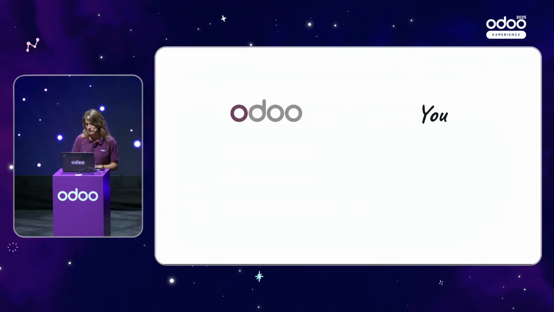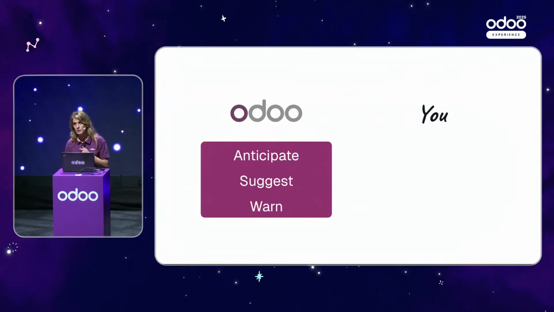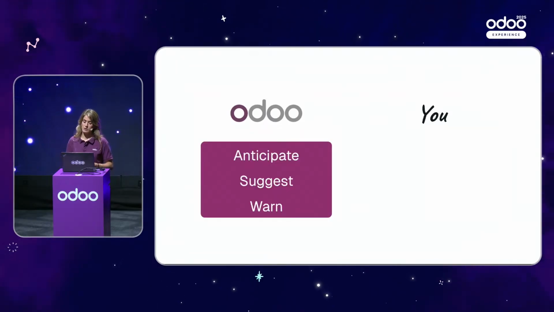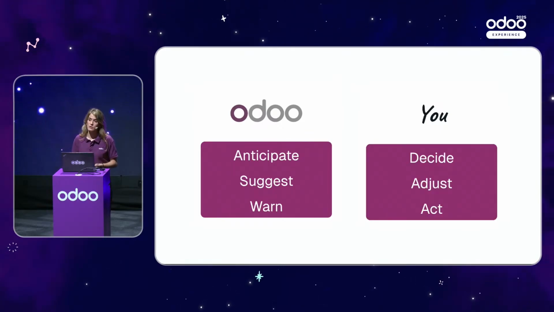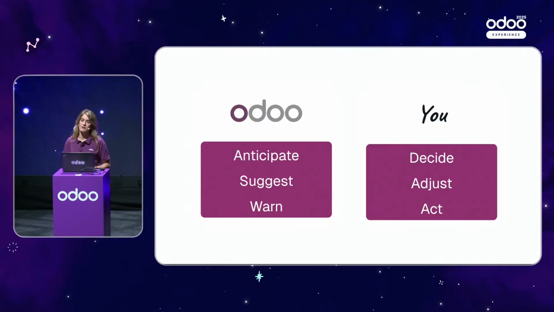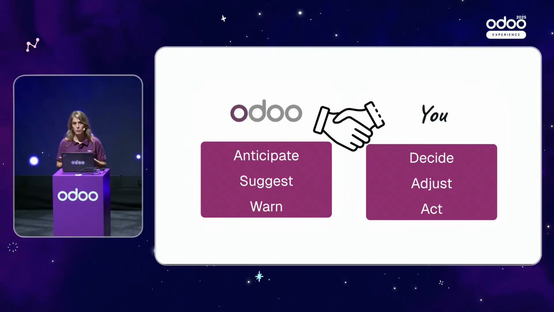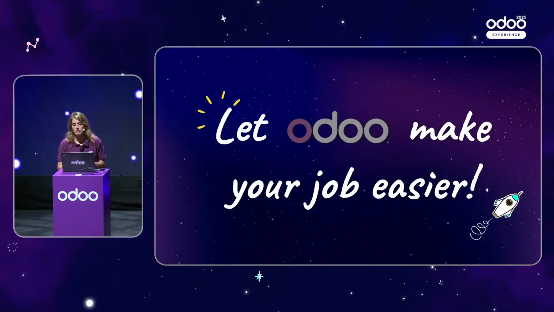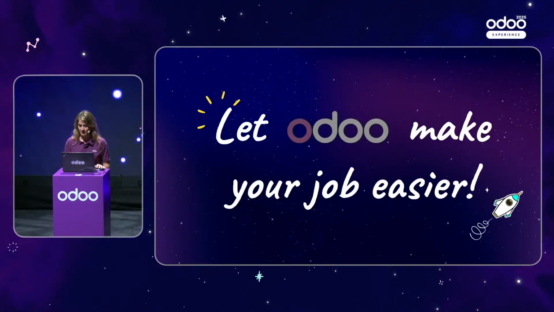I just want to conclude by saying that Odoo is a really great tool, a really powerful tool that anticipates, suggests, and warns us. But we are also as important. Odoo needs us in order to decide, adjust, and act based on what it's telling us. So I think together, you can make a really good match. So what I want to conclude with is: let Odoo make your job easier.